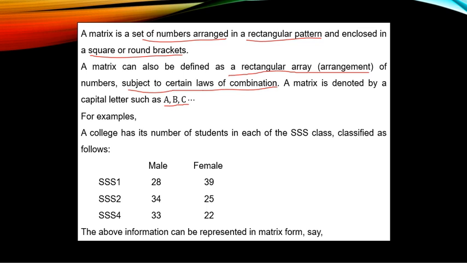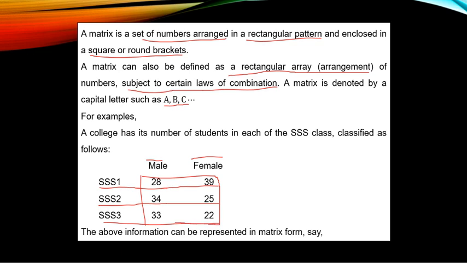For example, a college has its number of students in each of the SSS classes classified as follows. You have male and female. For SS1, you have 28 males, 39 females. SS2, you have 34 males, 25 females. SS3, you have 33 males, then 22 females.